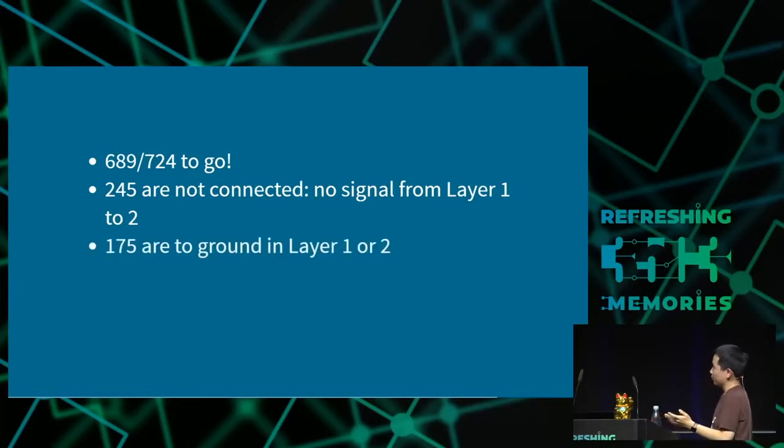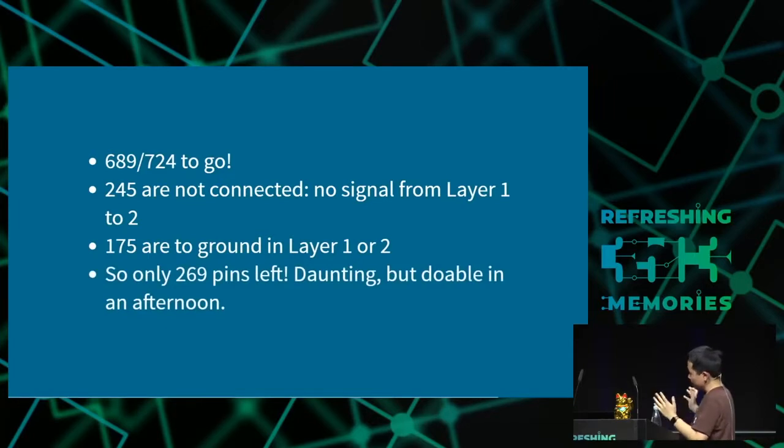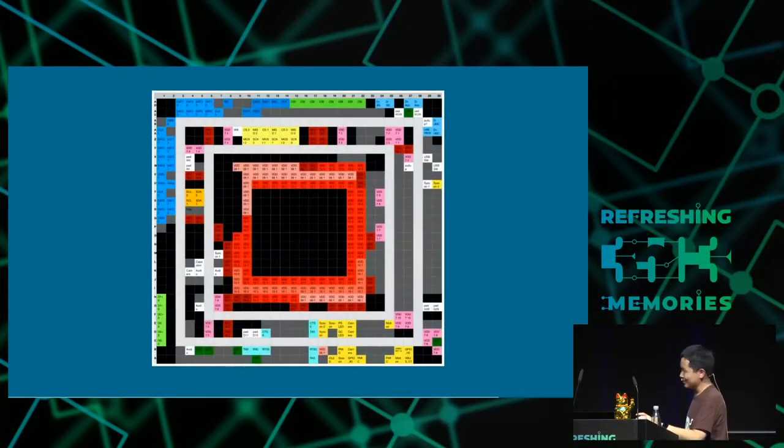175 of them are ground, which means on the first or second layer, you can just easily see they connect to the large copper pad that like most other things are connected to. So really, there's only 269 pins left. It's not the best thing to be doing on a Friday afternoon, but if you're me, what else do you have, right?